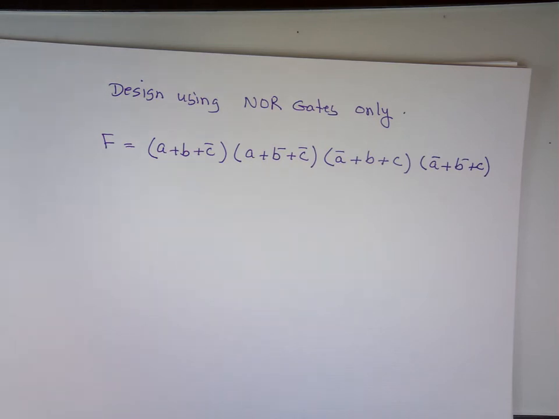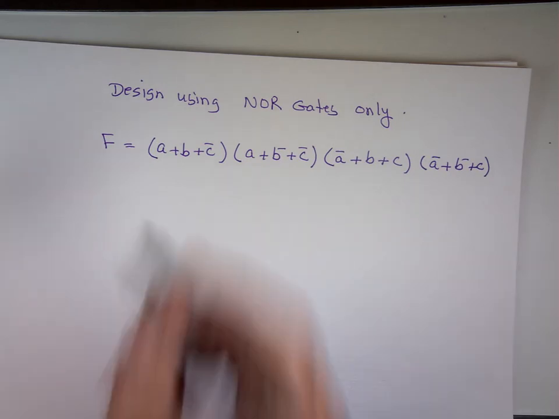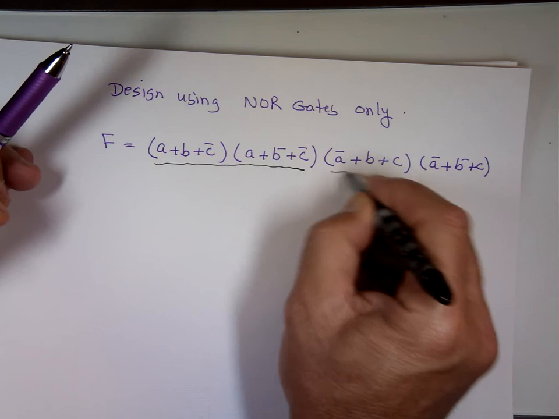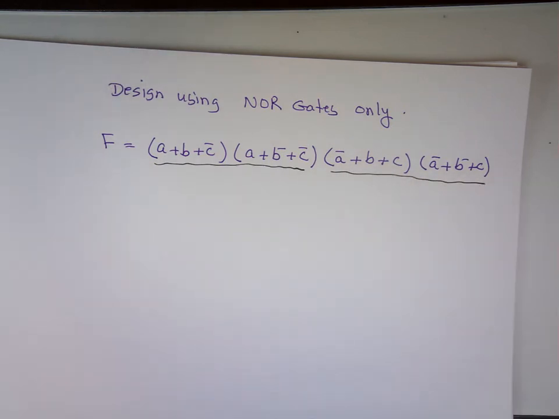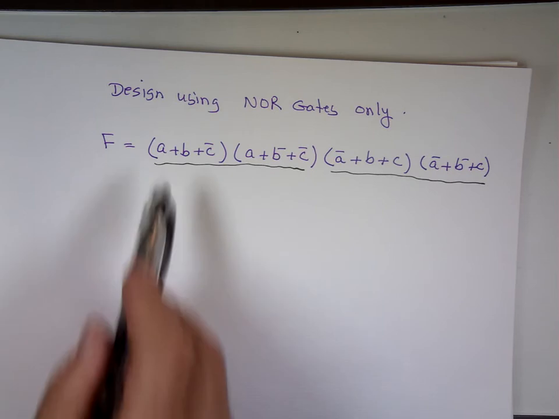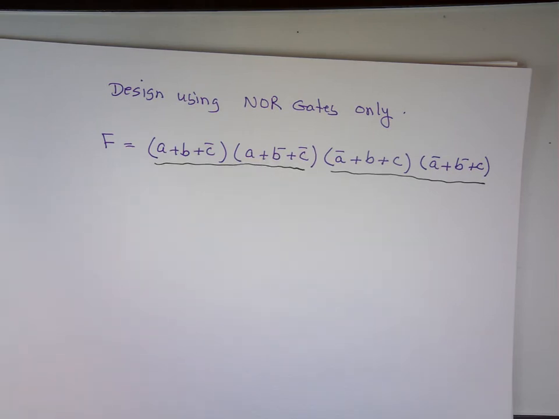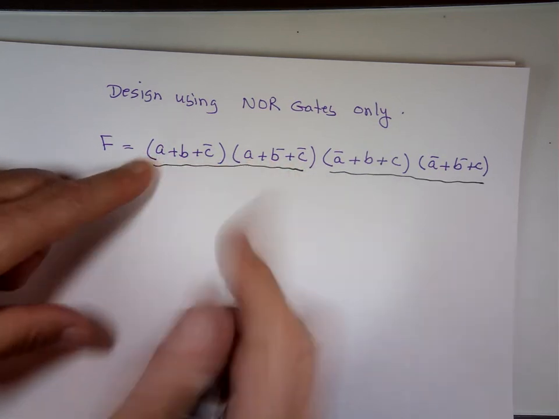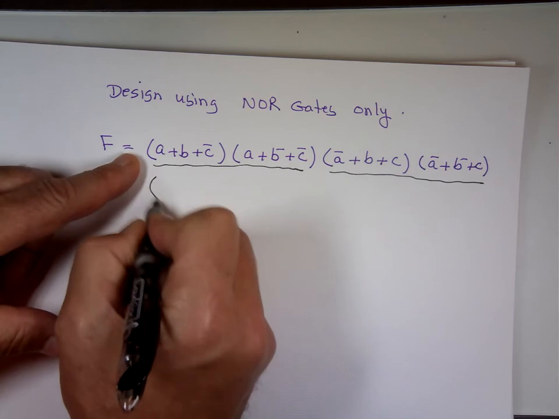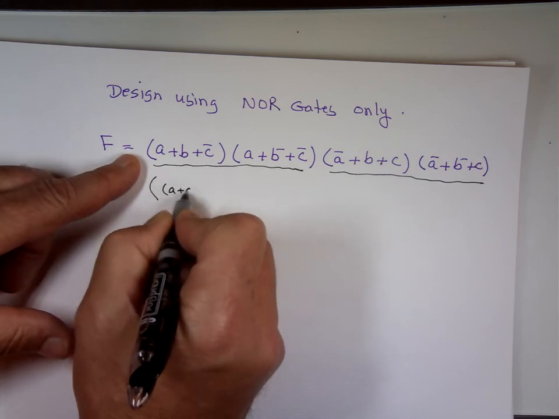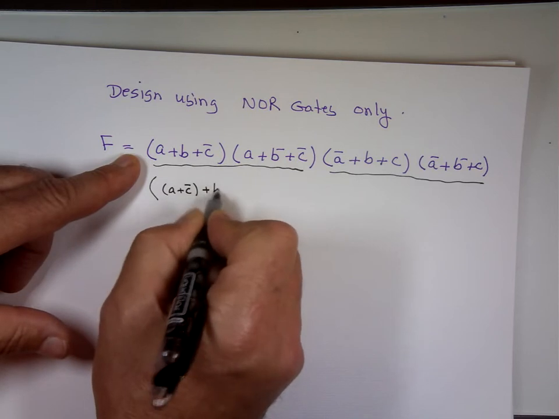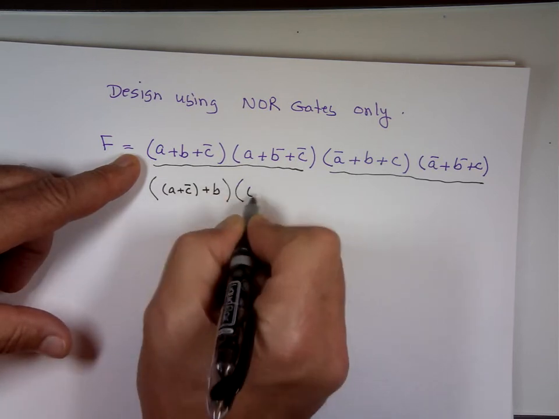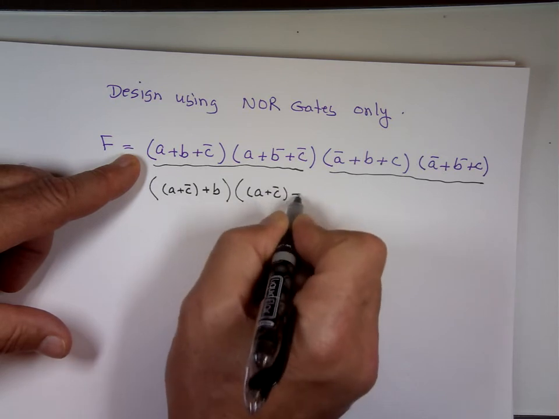And again, I will definitely simplify them. Look at the first two. And look at these two here. I can factor what? A plus C bar? Yes, that's the same for both of them. So you have B plus B bar. When you rewrite that, you can break it down to A plus C bar plus B, and A plus C bar plus B bar.